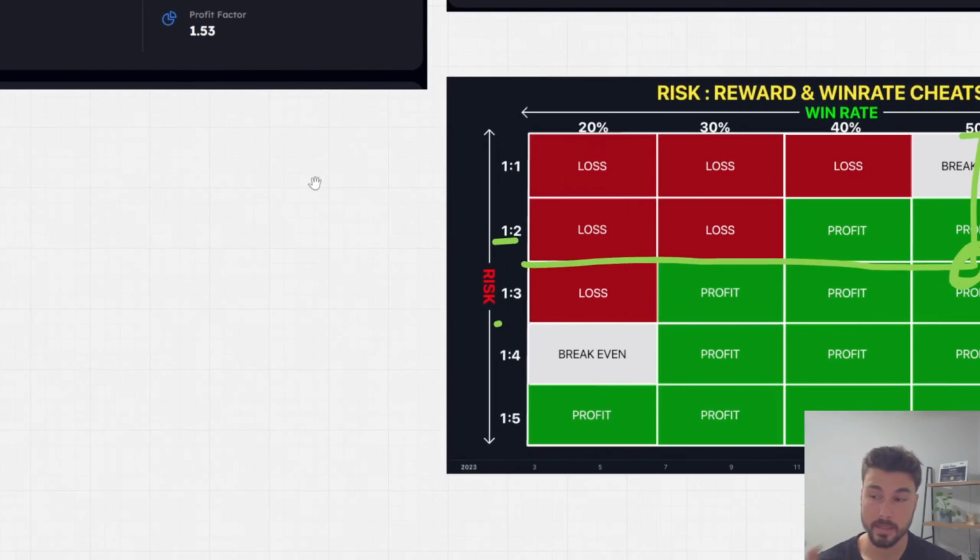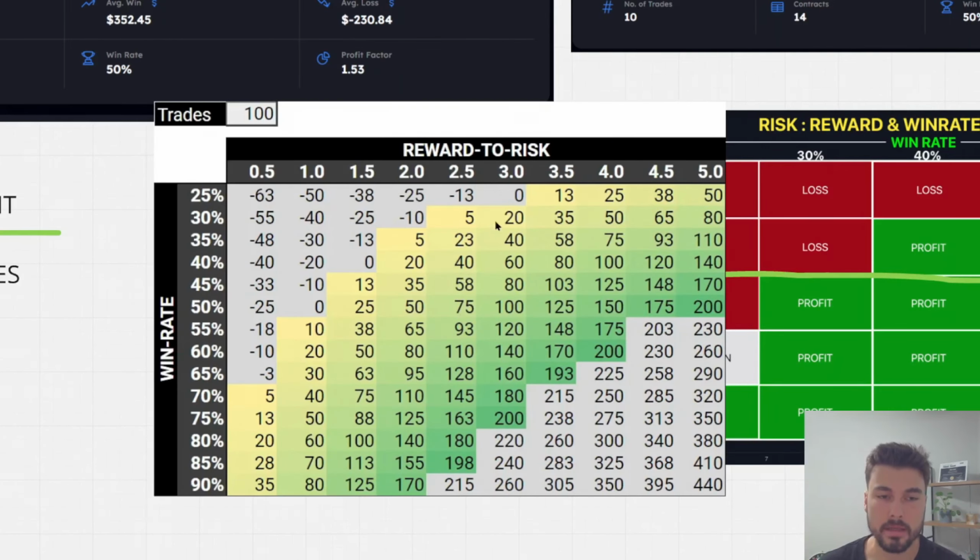Now, let me get another table on the screen here and let me just talk about what this looks like in terms of profitability. Now, going into this table here, you can see the risk to reward on the top and you can also see the win rate on the left-hand side, right? Different tables. This one here just has a bit more data there, so you can actually have a look to see where it fits in a bit better.